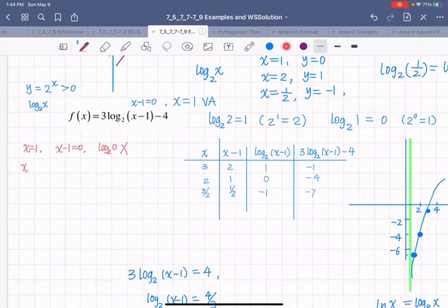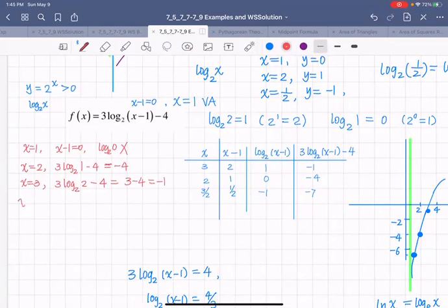You say, it's okay, I'm going to make x equals 2. Yes, you can do this. Then you do 3 times log 2, 1 minus 4. That's okay. Log 2, 1 is 0, so this is negative 4, no problem. Then you say, I'm going to make x equals 3. You will see 3 times log 2, 3 minus 1 is 2, and then minus 4. Yeah, you still can do it.